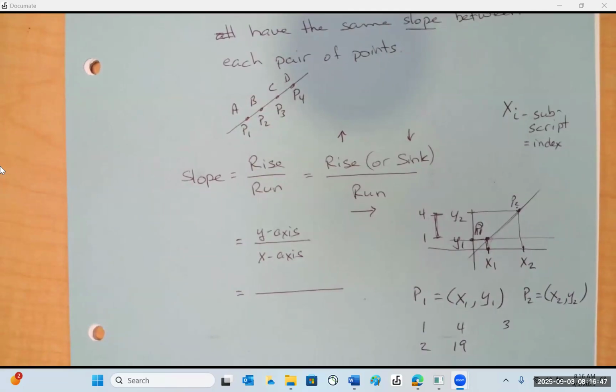So what's the method? How did you find it? 19 minus 2. That gives you 17. How'd you get 3? 4 minus 1. How about 10 and 100? 100 minus 10 is 90.